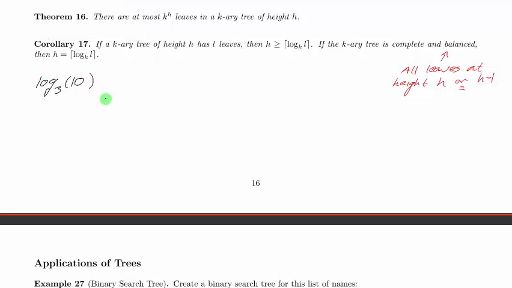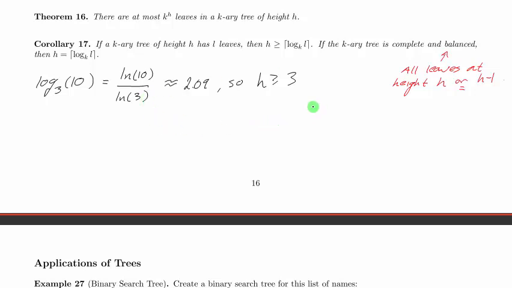Quick pre-calc review: if you can't compute that directly in whatever you have handy, you can use a change of base formula. It's natural log of whatever you're trying to take the log of, divided by natural log of the base, and you can use base 10 on those too if that's what you've got available to you. But either way, that's going to be equal to about 2.09. So that tells us that h is greater than or equal to 3. Taking the ceiling of 2.09 gives us 3. And that is what we saw in that particular tree.